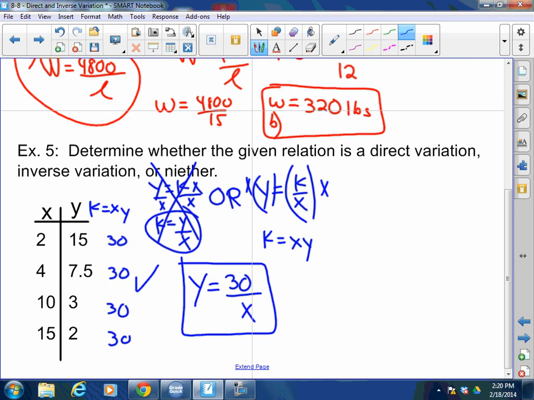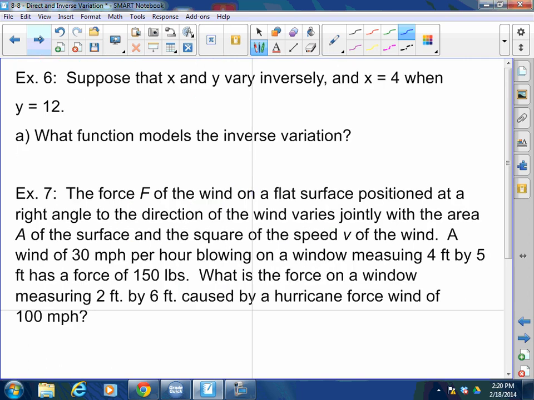Okay. Now, the fun part. Suppose that x varies inversely. Immediately, right off the bat, write it down. Okay, it's an inverse. That's how I save myself. It's not because I'm so smart or so intelligent. I just read. I like to make my life easy. Suppose that x and y vary inversely. Done. It's inverse. I write it immediately.